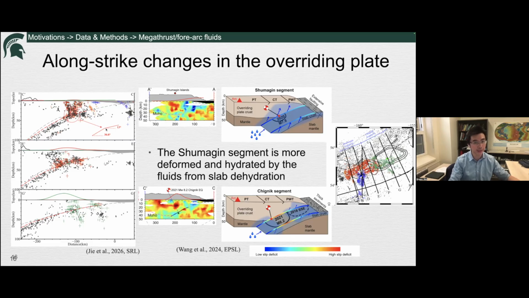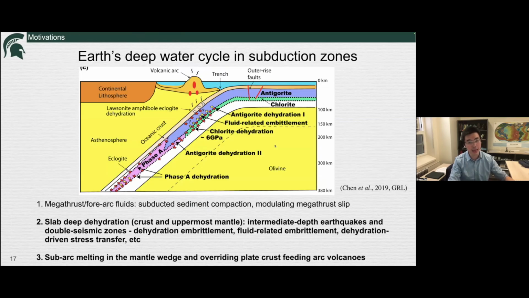The short story is that again, it supports the idea that in the Shumagin, in the southwest segment, the upper plate, the overriding plate crust, is more deformed, more hydrated, and probably supplied by fluids from slab dehydration. So that's the megathrust. Let's go a little bit deeper to the deep dehydration, and also I want to go directly up to see the subarc melting.